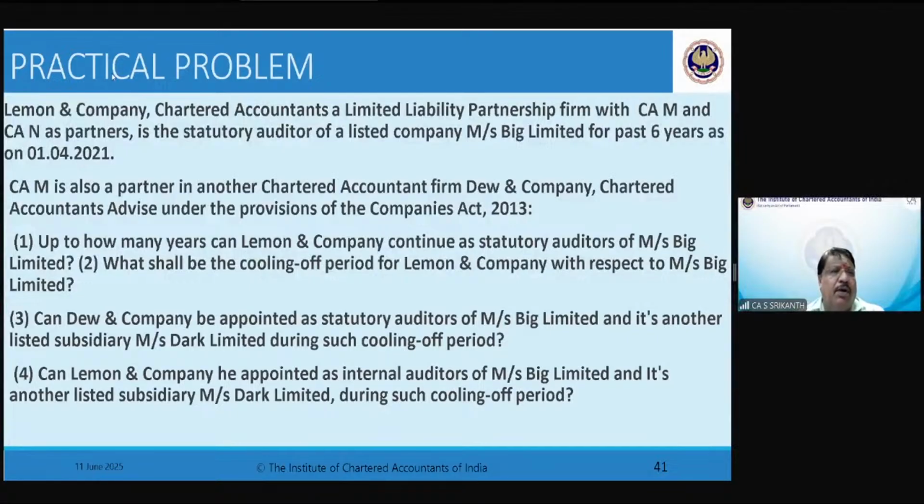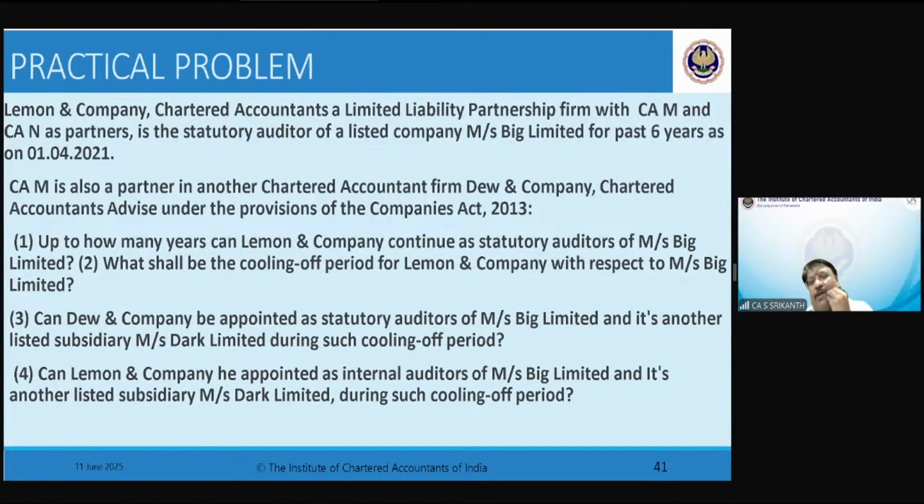So basically, there is a firm called Lemon and Company, Chartered Accountants, with Mr. M, CAM, and CAN as partners. They are the statutory auditors of a listed company, Big Limited. Listed company means rotation of auditors is compulsory. A firm can be appointed for 5 consecutive years and another 5 consecutive years, two terms of 5 consecutive years, so 10 years. As of now, they have completed 6. That means first auditor, then the first AGM they were appointed, then second AGM, third, fourth, fifth, sixth.